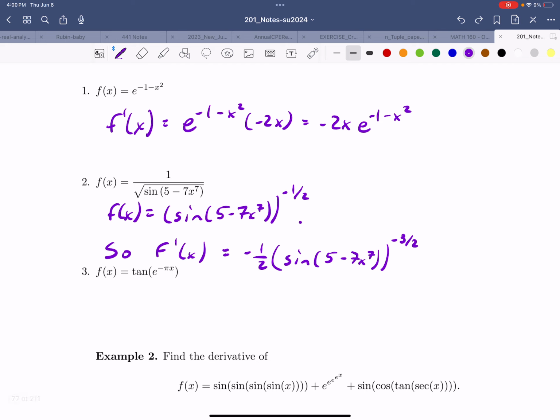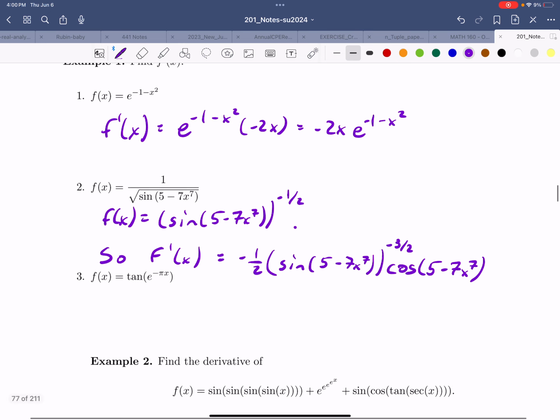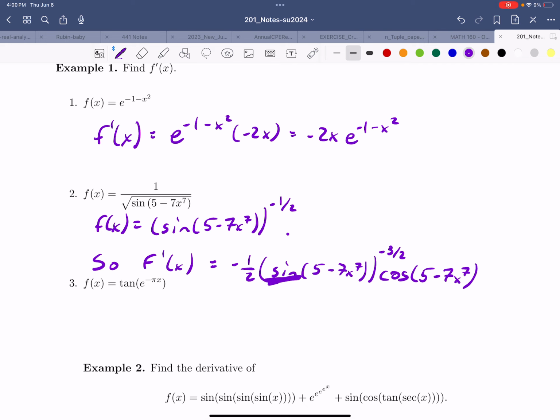Okay, now multiply by the derivative of the inside. Well, look, we have a chain rule problem right there. Take the derivative of the sine part, leave the inside the same. I took the derivative only of the sine. Now take the derivative of the inside. Okay, so that's what that equals.